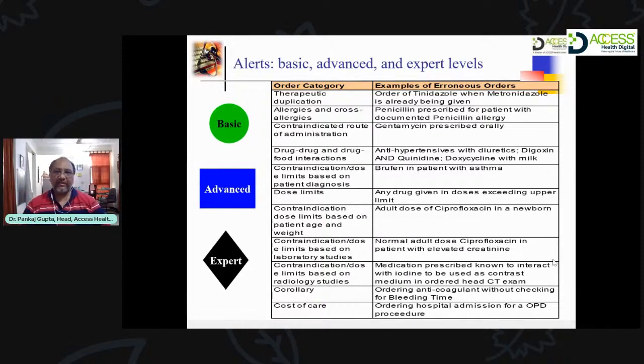So all these different examples of alerts are there, and CPOE systems are intelligent enough to figure out all of this and throw an alert at the doctor and say, hey, maybe these are the things that you need to consider before you go ahead and give this order.